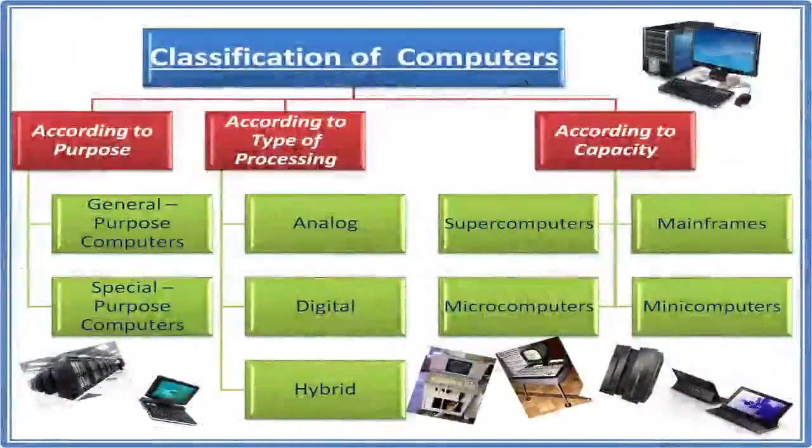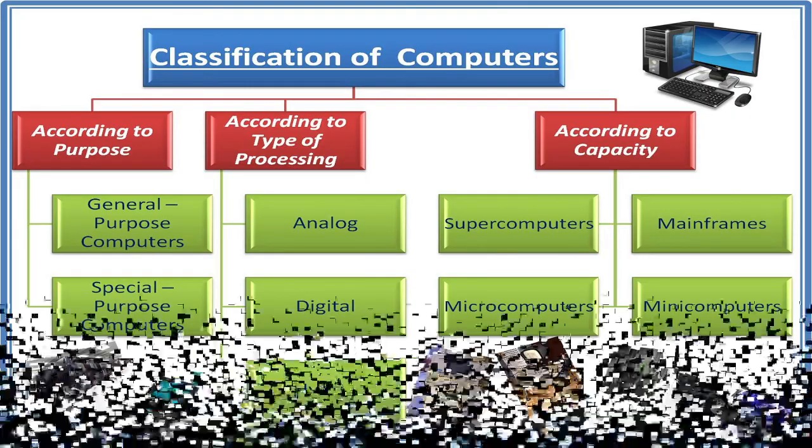So to summarize the classification of computers, it can be classified according to its purpose, according to type of processing, and then according to capacity. According to purpose, we have the general purpose computers and special purpose computers. According to type of processing, we have analog, digital, and hybrid. Then according to capacity, we have supercomputers, mainframes, microcomputers, and mini computers.